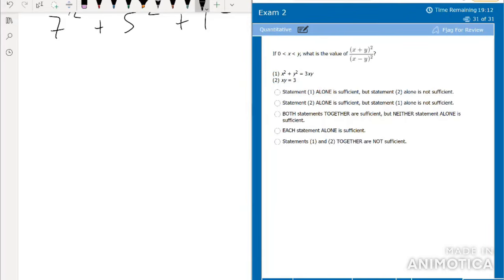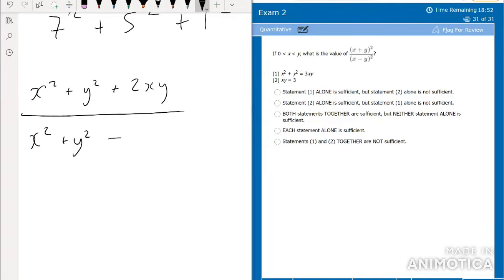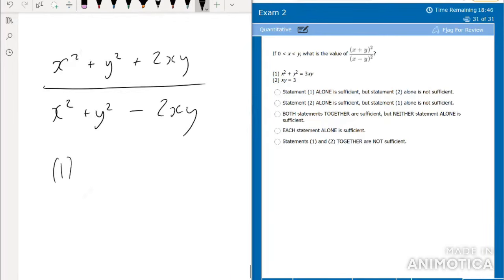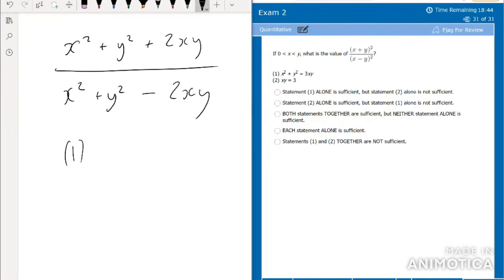Well, we're certainly going to need both of them. Okay, let's just expand it out based on the information they've given us. So x squared plus y squared plus 2xy over, well, we might need both of them actually. I'm suddenly less sure. x squared plus y squared minus 2xy. Okay, so if we use 1, then we can get rid of all the x squared plus y squareds.